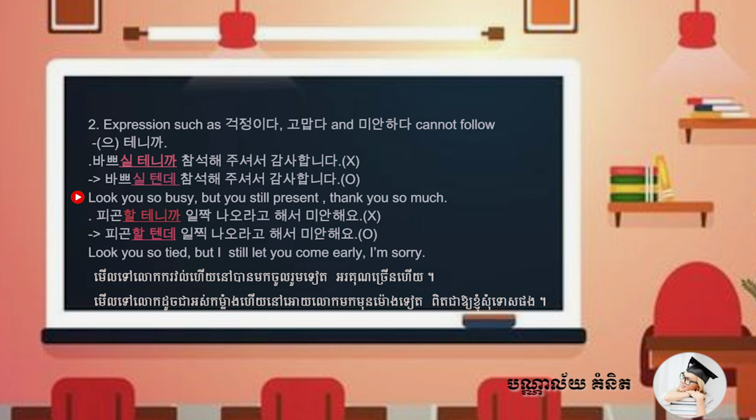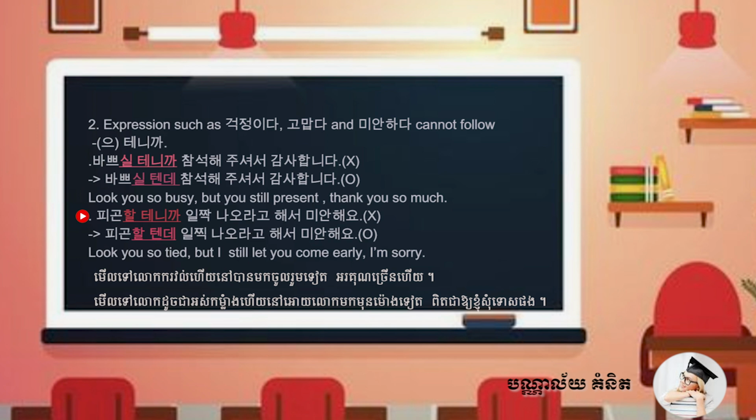Now look at the next example. 피곤할 테니까 일찍 나오라고 해서 미안해요. This sentence is not correct, right? Because we have 미안해요 in this. In note 2 we say 걱정이다, 고맙다, 미안하다. If you use them with 을 테니까 it's not correct.